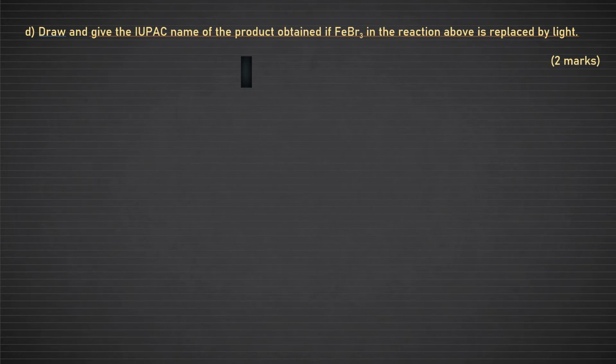For this question, I use different colors of lines because it will be easier to differentiate between the first instruction and the second one. The first thing we need to do is draw the structure of the product obtained. As we have learned in Chapter 6 on aromatic compounds, in the presence of light, the bromine atom substitutes the hydrogen atom in the methyl group, not the ring. So the product will be like this.